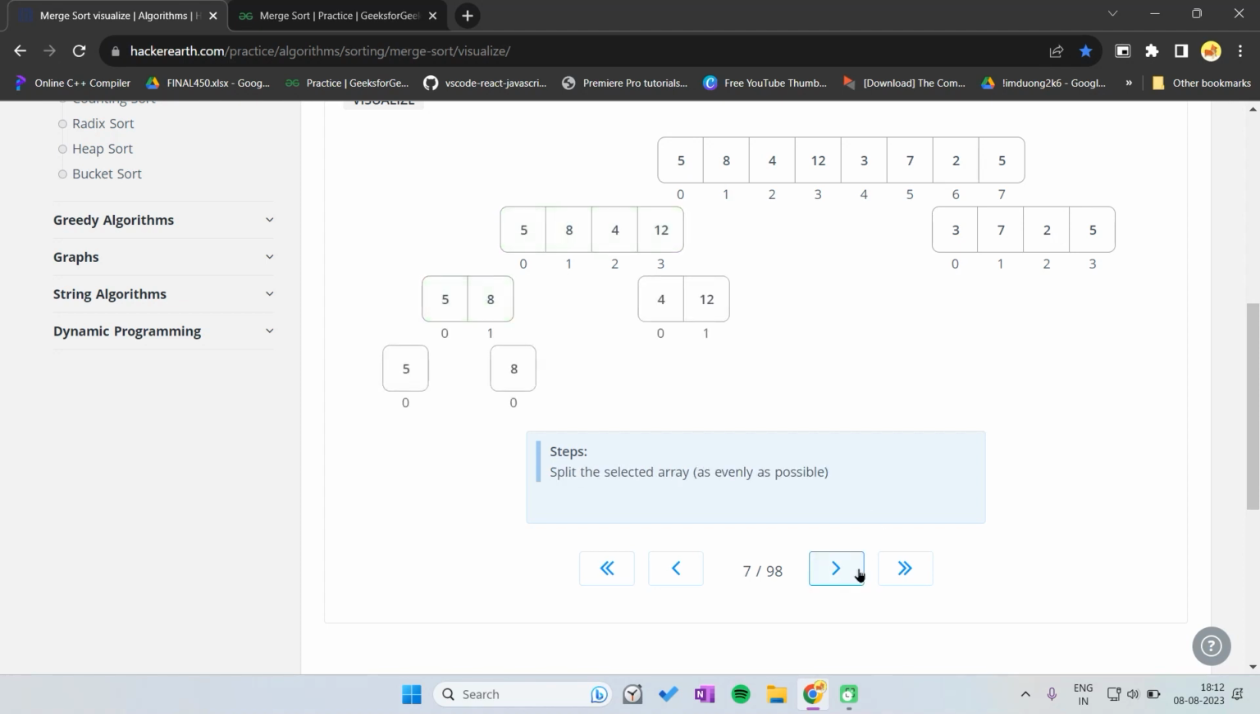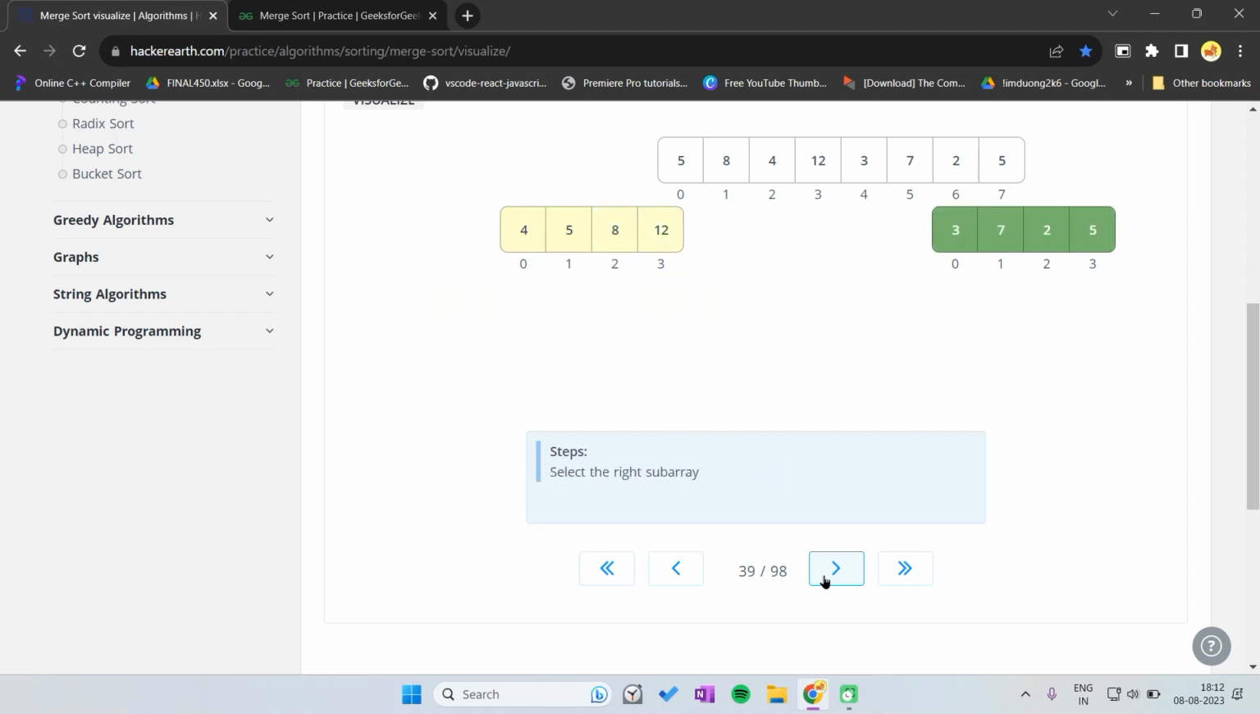We divide this 5 8, and now this will not be divided further, so we will stop. Since it is not divided further, we will merge. 5 8: 5 comes first, 8 comes second. Now 4 12 is divided, then 4 comes first and 12 comes second. Now both of these are divided, so 4 5 8 12 goes there. So we first divide, then we do the merging.